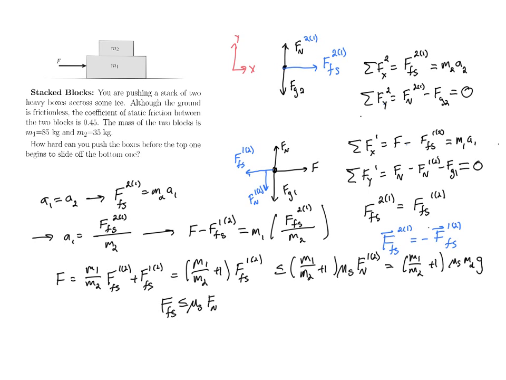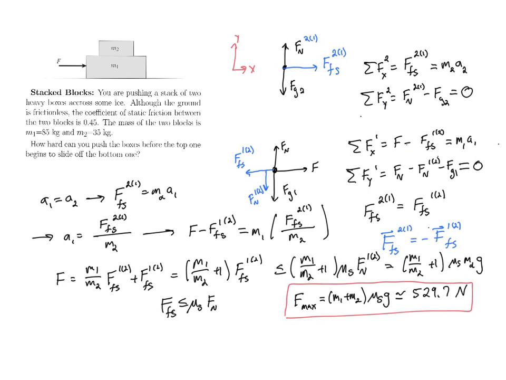Like that. I'm going to make one final simplification, and that is that I have an m2 on the bottom here, so if I just take this m2 and multiply through, I'll get an m2 right here, and that one will cancel, and that will give me a little bit of a cleaner result. And that is that the maximum I can push with is m1 plus m2 times mu s times g, and that is 529.7 newtons.